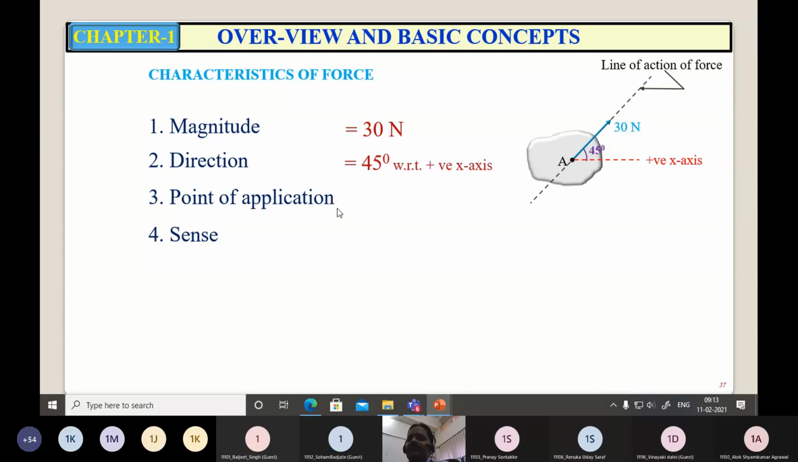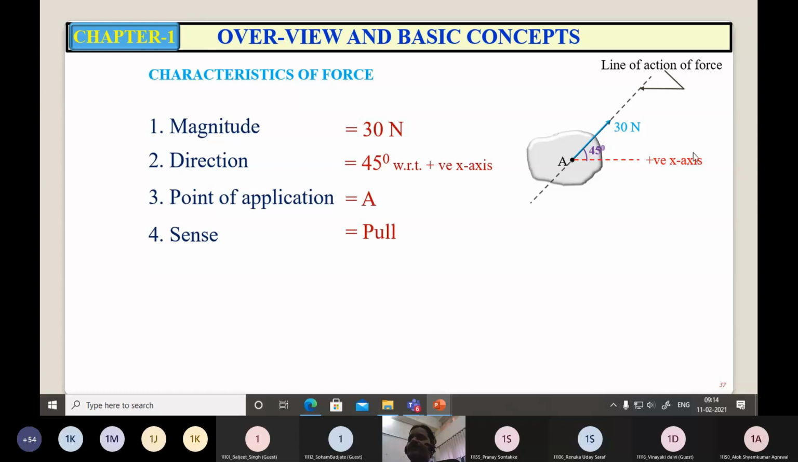Now, point of application. Yesterday we have seen that this point of application is an idealized concept. So we are assuming that the entire force is concentrated or acting at a particular point, which is known as point of application. So in this particular case, point of application is A. So it is acting at point A on the body.